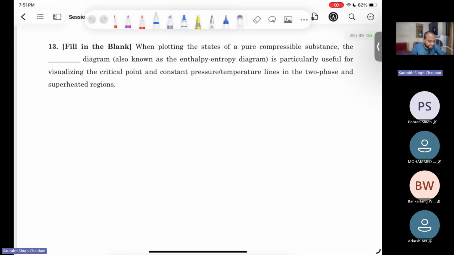Now coming to the next question, question number 13. It is saying when plotting the states of a pure compressible substance, there are some diagrams. We have to tell which type of diagram, also known as the enthalpy-entropy diagram, is particularly useful for visualizing the critical point and constant pressure and temperature lines in two-phase and superheated regions. So, you have already studied this in the basic thermodynamics course. This is the Mollier chart.